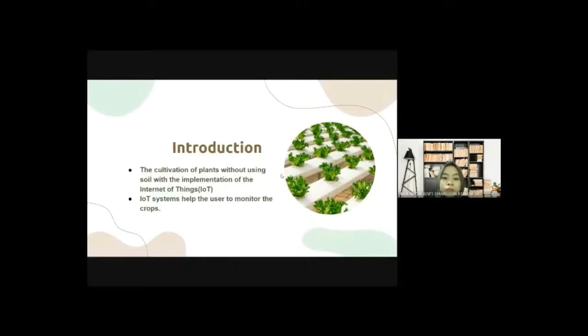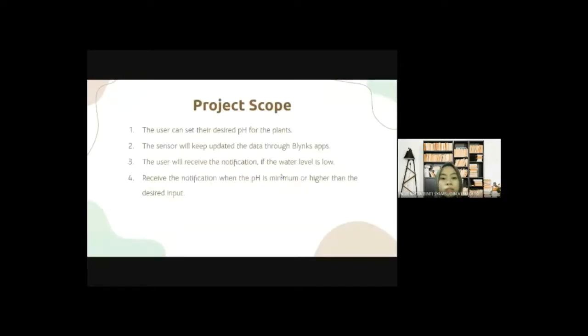IoT-based urban vertical farm is the cultivation of plants without using soil with the implementation of Internet of Things (IoT). And this IoT system will help the user to monitor the crops frequently. For the project scope, the user can set their desired pH for the plants, and the sensor will keep updating the data through the Blynk application. And the user will receive a notification if the water level is low and when the pH is lower or higher than the desired input.